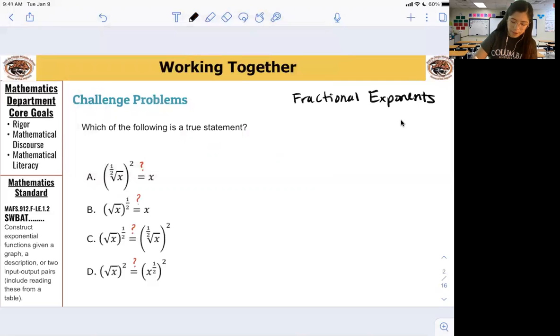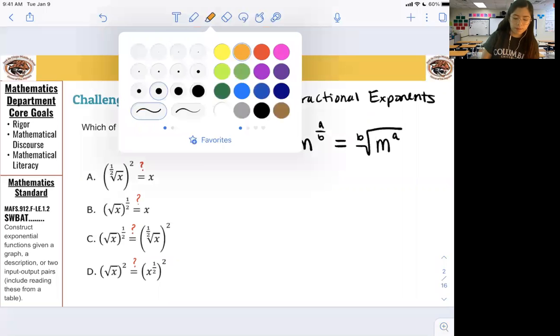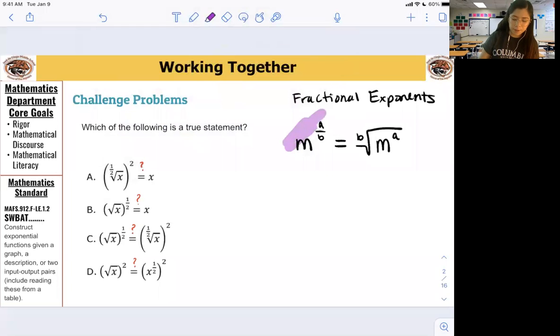If I have m to the power of a over b, how can I rewrite that? Radical, b on the outside on the balcony, m to the power of a. Good, exactly. So this is the rule for fractional exponents, and that's just something we're going to have memorized.